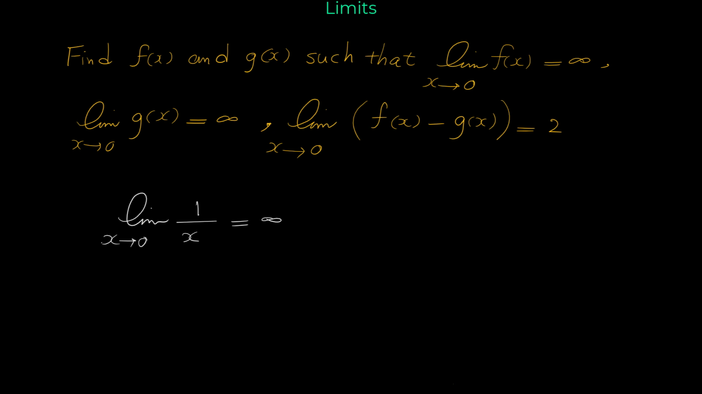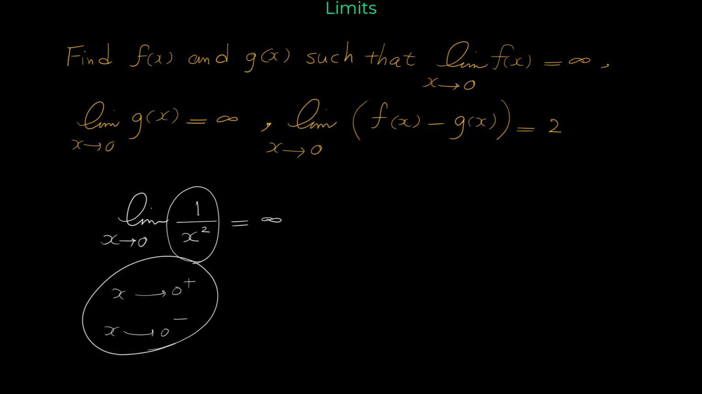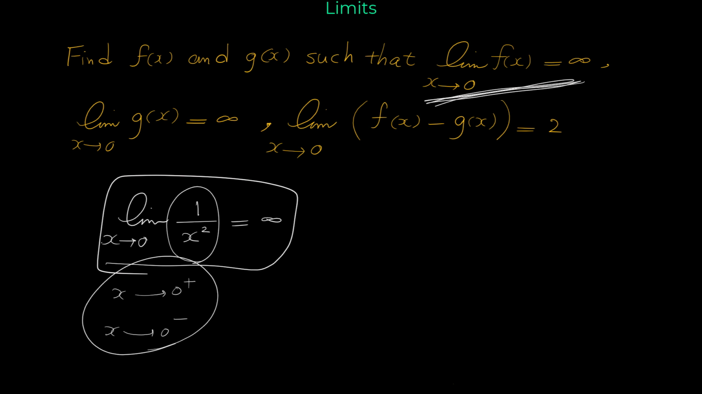To fix this problem, we can replace 1 over x with 1 over x to the 2. Then it doesn't matter whether x approaches 0 from the right or from the left. In either case, the limit of this function would be infinity. So this function satisfies this condition here. If we choose f of x as 1 over x to the 2, when x approaches 0, the limit of that function is infinity.